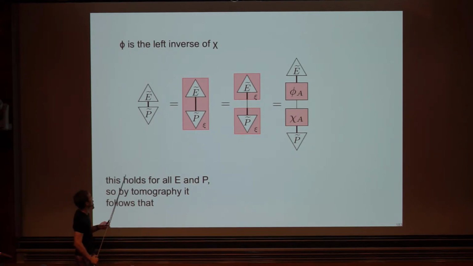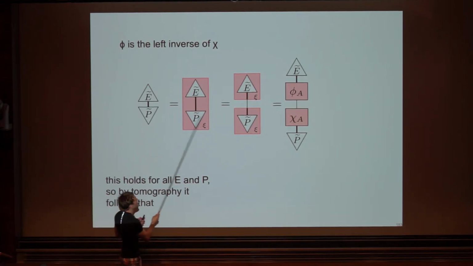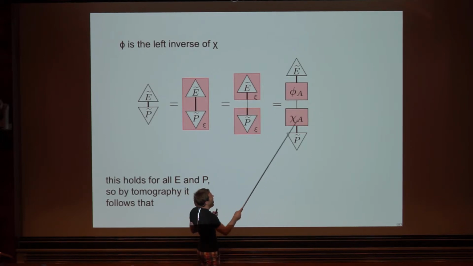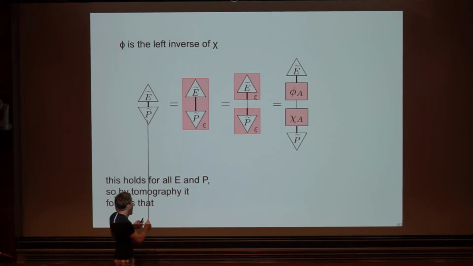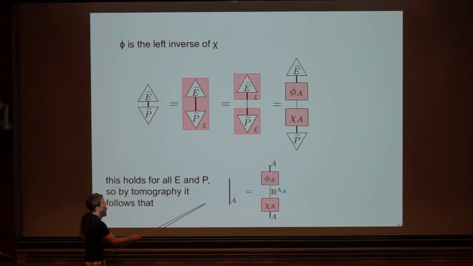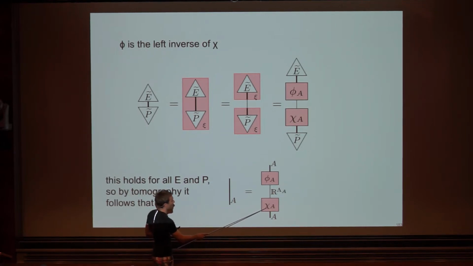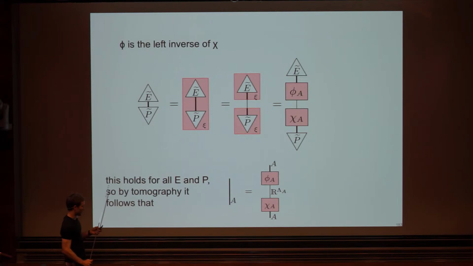So by tomography, it follows that the process in between this state and effect, which here is the identity transformation, right? There's nothing in between these two, has to be the same as the process between the state and the effect here. So the composition of chi with phi in this order has to equal the identity process, like this. So we see that if you apply chi and then you apply phi, you get the identity. That just means phi is the left inverse of chi.